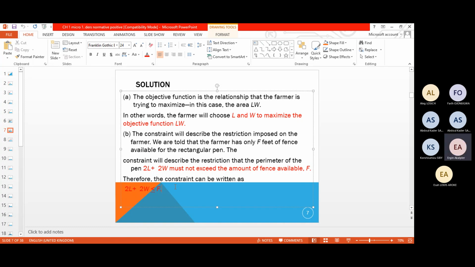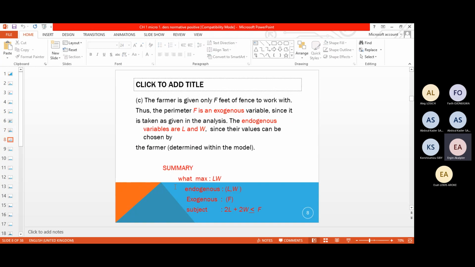Okay, this is the constraint analysis. The constraint optimization, the so-called budget constraint, is going to be introduced to you in the following slides. The farmer is given only F feet of fence to work with. Thus, the perimeter F is an exogenous variable, isn't it? Since it is taken as given in the analysis, the endogenous variables are L and W, since their values can be chosen by the farmer and are determined within the model.